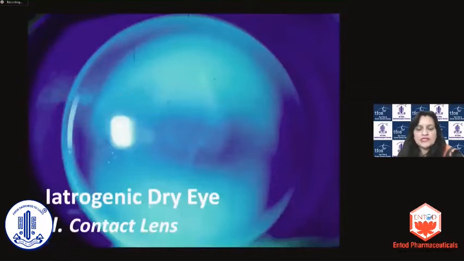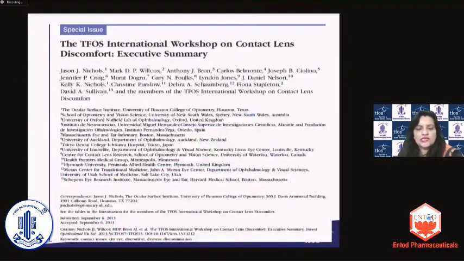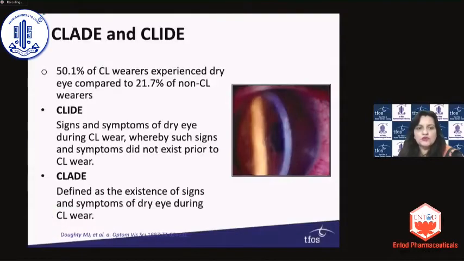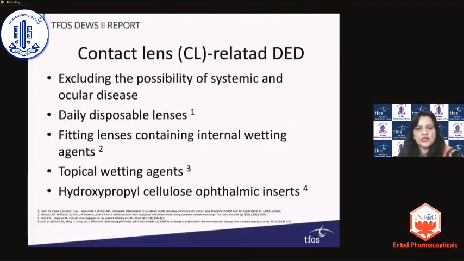Then contact lens is again notorious for causing dry eye, especially if it has been used for prolonged periods of time, and 50% of contact lens wearers experience dry eye symptoms as compared to 21.7% of non-contact lens wearers in one study. And you can either have CLIDE, that is signs and symptoms of dry eye during the contact lens wear, where signs and symptoms did not exist before the contact lens wear, or you can have contact lens associated dry eye, where the signs and symptoms existed before and continue during the contact lens wear.